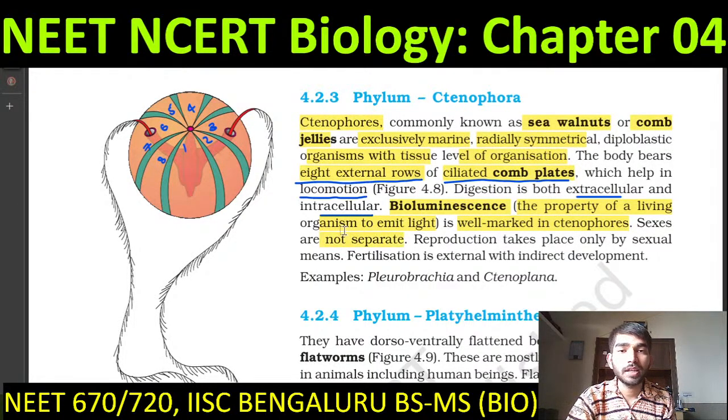Sexes are not separate, again hermaphrodite. Reproduction takes place only by sexual reproduction. And fertilization is external with indirect development, so through a larva. The larvae I'll share with you in the group. Examples are Pleurobrachia, Ctenoplana. Very easy to remember this also.